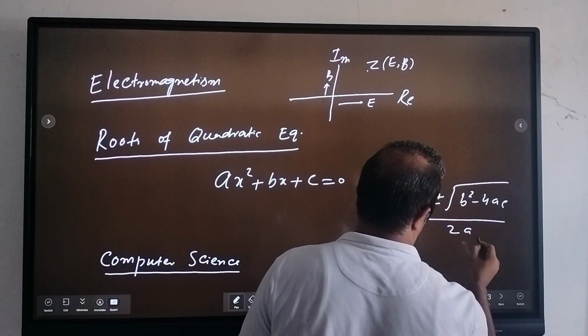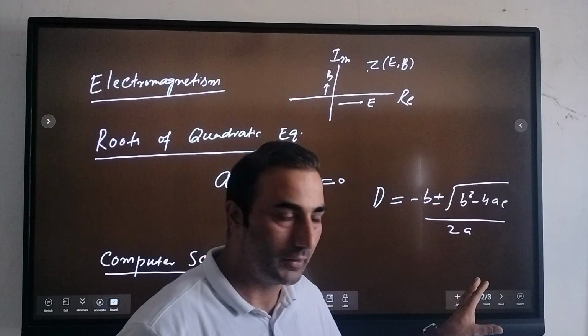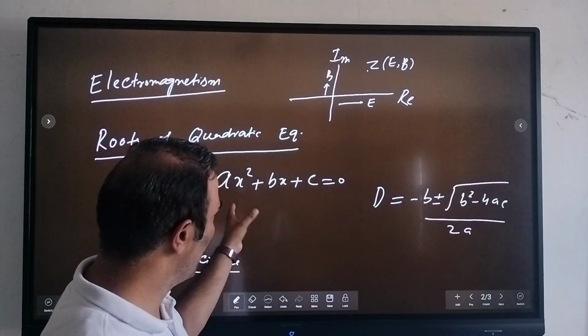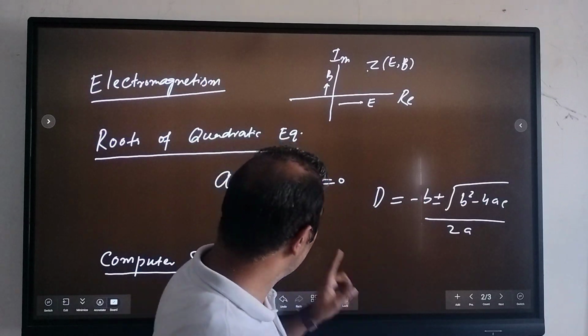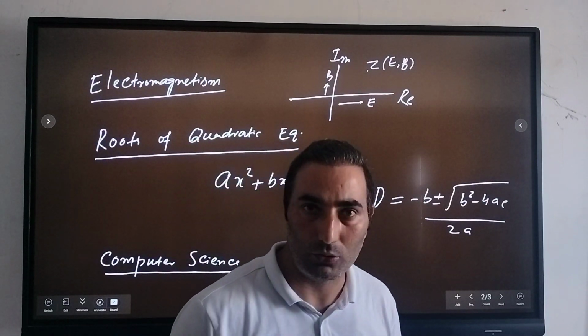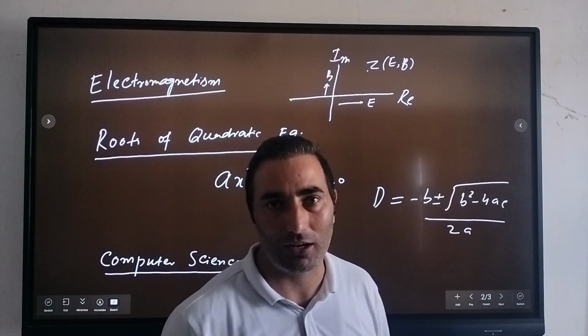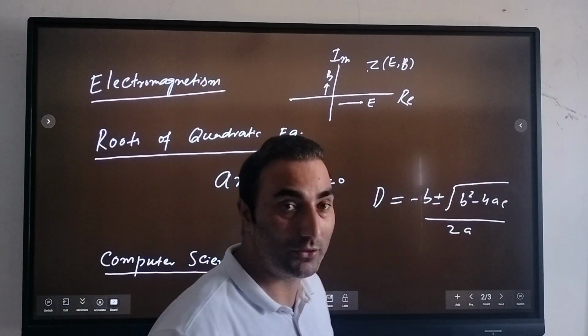So this is the discriminant, which you can calculate from here. A, B, C are all real numbers, right? Now, an important condition is that A should be non-zero. B can be 0 or C can be 0, but A should be non-zero, right?